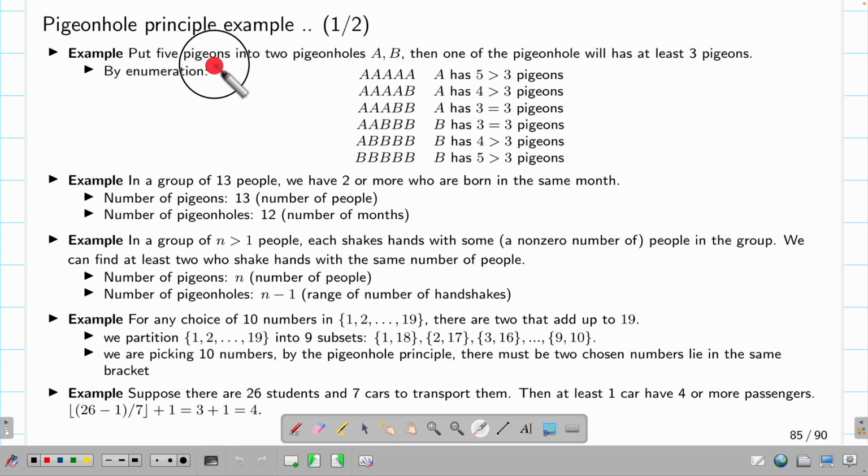For example, you have 5 pigeons and 2 pigeonholes. I'm doing brute force, listing all the possibilities. For example, all the pigeons go to A. So A has 5 pigeons. And the pigeonhole principle is saying that there will be a hole with at least 3 pigeons. So yeah, this is true.